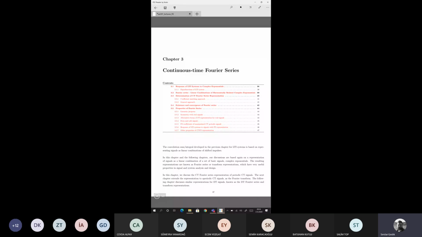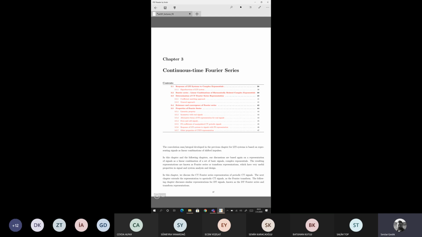But in the continuous case, it was somehow tricky. So we have used staircase approximations and some integrals. Well, today we will continue with this motivation. We will see that we can write signals, periodic signals especially, as a linear combination of some basic signals. Those basic signals are actually nothing but complex exponentials.